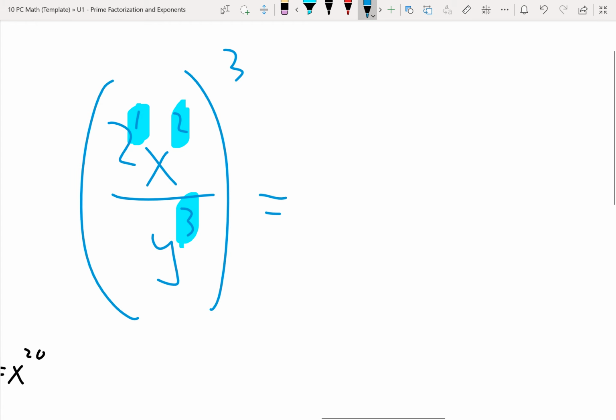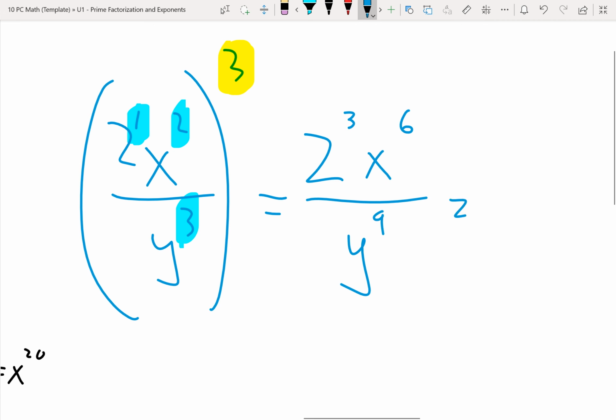So let's rewrite it. Using the rule, we know that basically we're going to multiply this 3 times whatever the exponents are. So the first one is going to be 2 to the power of 3, x to the power of 6, because it was 2 times 3. The denominator stays the same, so it's going to be y, and again, 3 times 3 is going to give me 9. Now the last thing is, if you have a number to the exponent, you can actually simplify.